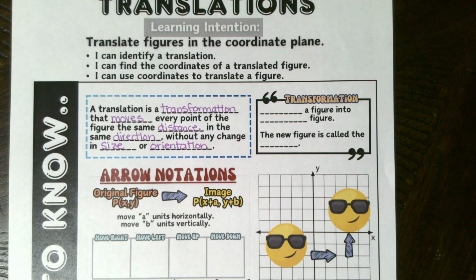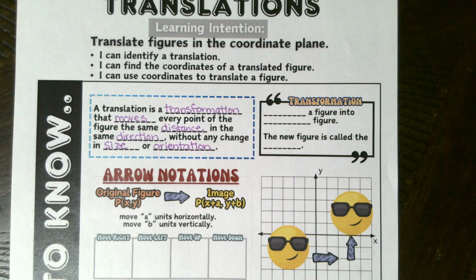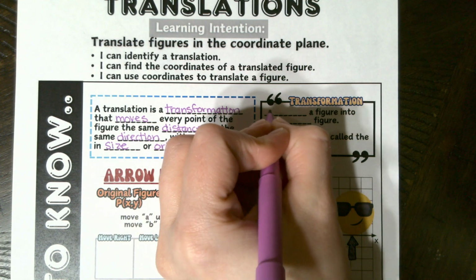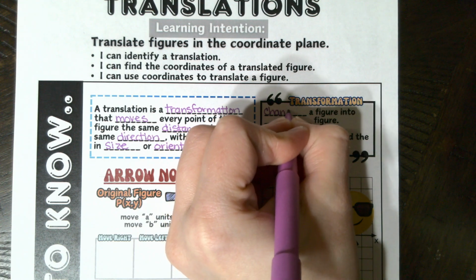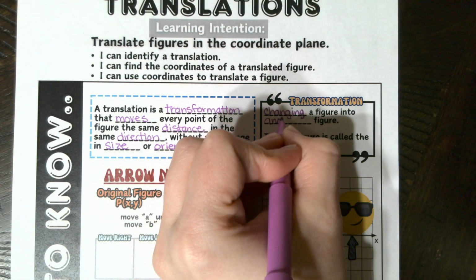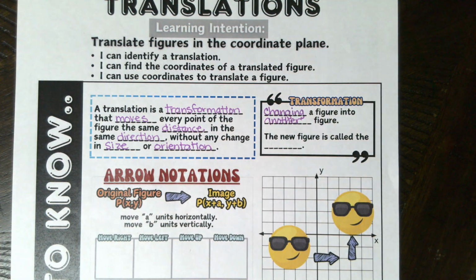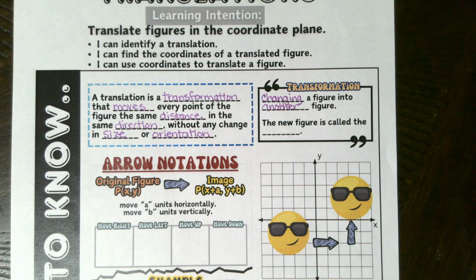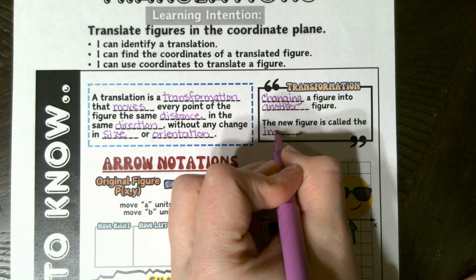A transformation is when you change a figure into another figure. That's what we're going to be learning about this whole Unit 2: transformation. We're learning about many different types, and that just means we're changing one figure into another figure. In this case, we're talking about translations. When you change one figure, which we call the original figure, into a new figure, we call that the image.